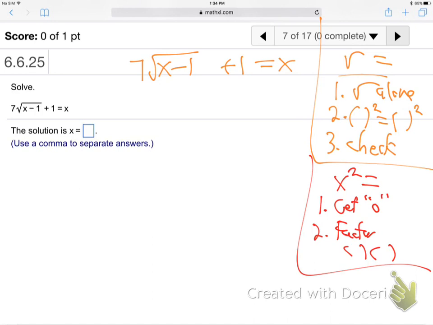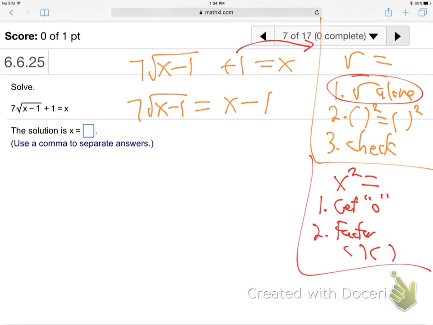What's the first thing we should do? Subtract the 1. Get the root alone. Yeah, so I'm just going to jump the 1, subtract the 1, same thing, same effect. So then we get 7 times the square root of x minus 1 is x minus 1. Good so far?